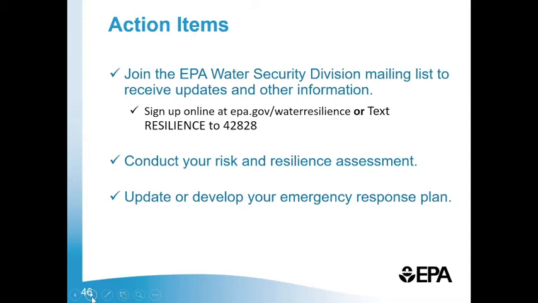So some things that we want to make sure that you take away from this, definitely if you want to stay informed on what's going on with water security and water resilience overall, just text resilience to 42828. If you text resilience to 42828, you'll be able to join our mailing list, or you can sign up online at epa.gov/water resilience. If you are serving a population size greater than 3,300, definitely conduct your risk and resilience assessment and certify by your deadline, and then update and develop your emergency response plan and make sure that you certify that no later than 6 months later.